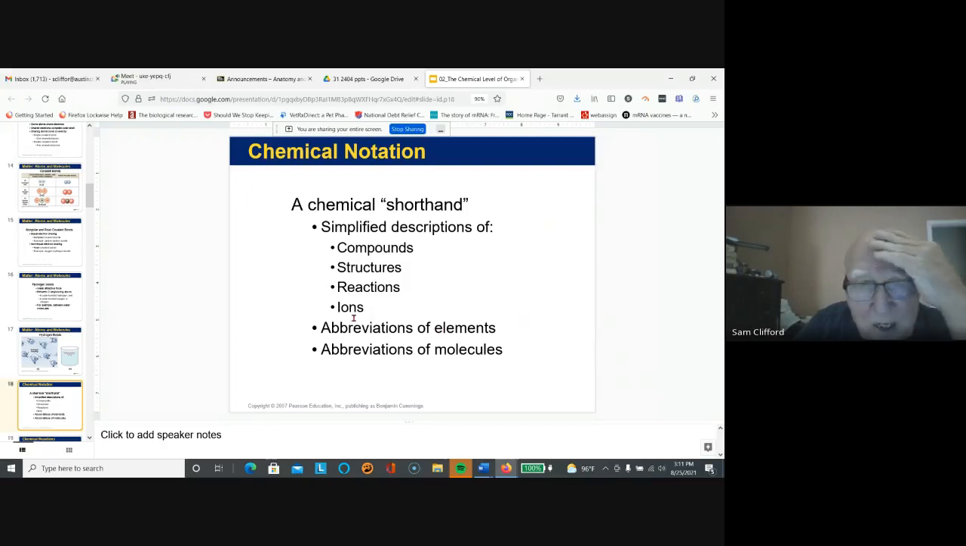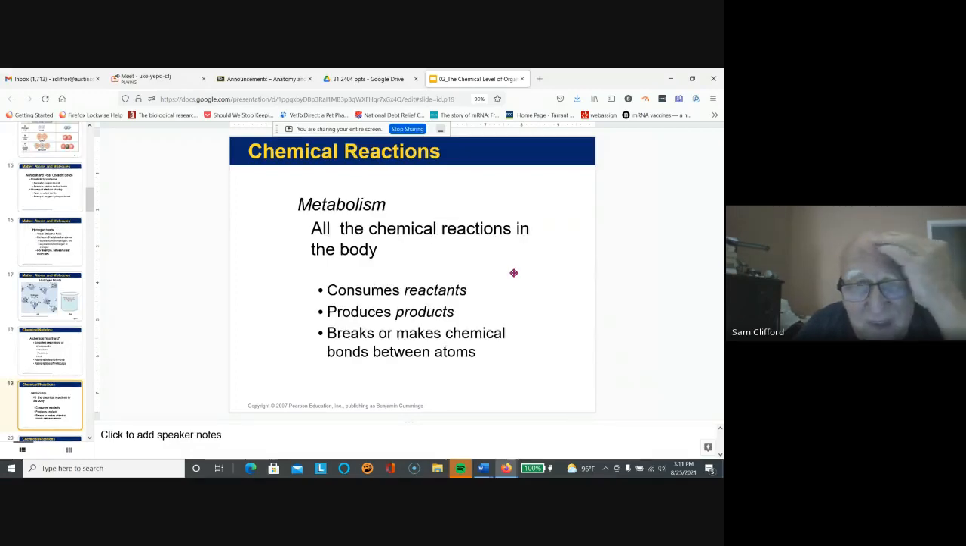So we just got to know about ions, and we'll get into chemical structures, and we'll show you the shortcuts. All you got to do in metabolism is all of your chemical reactions in your body, all the reactants consumed, all of the products, growing hair, growing fingernails, and so on.